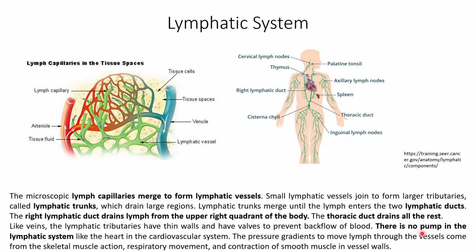So how does lymph fluid even move? It has to move up, it has to move in every direction, it has to move against gravity. The body is smart in that way, just like it was mentioned in your coursework. The pressure gradients that move lymph through the vessels come from skeletal muscle action, respiratory movement, and contraction of smooth muscle in vessel walls. So there is no specialized pumping mechanism like in the heart.